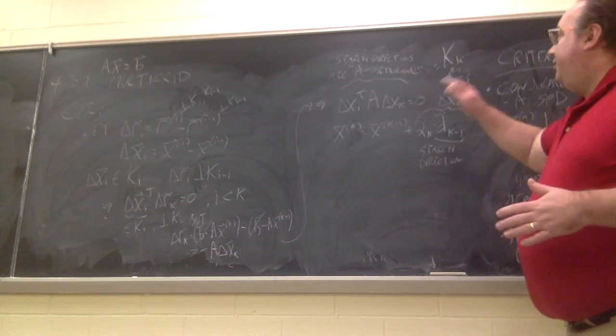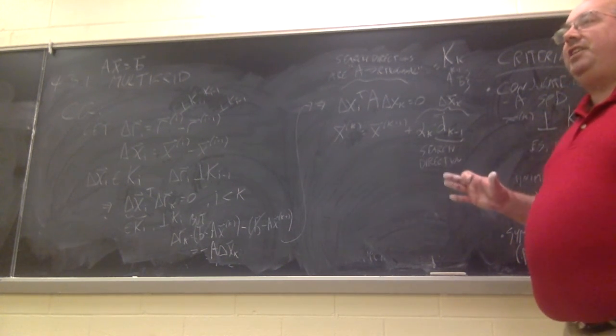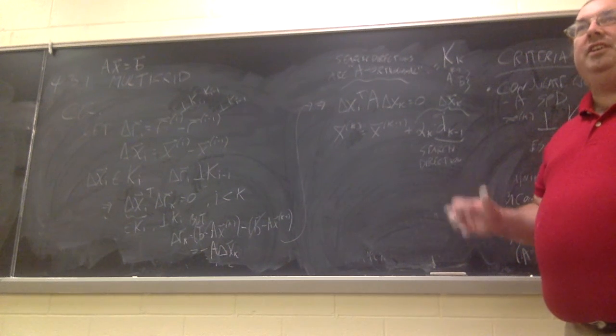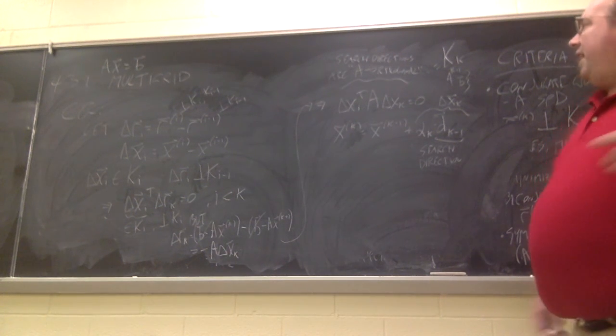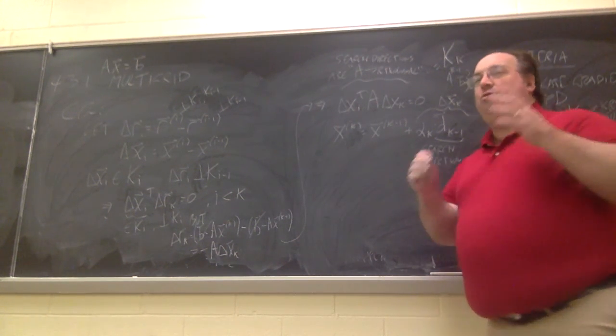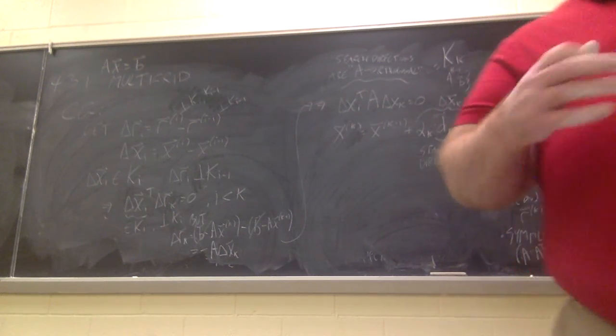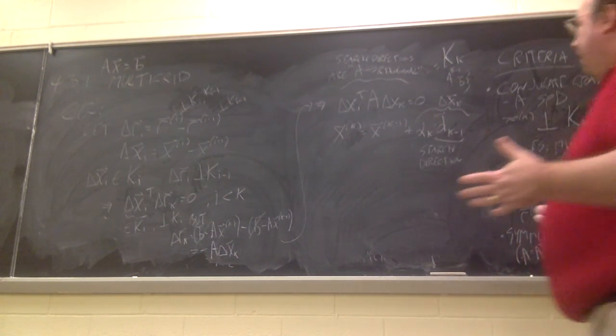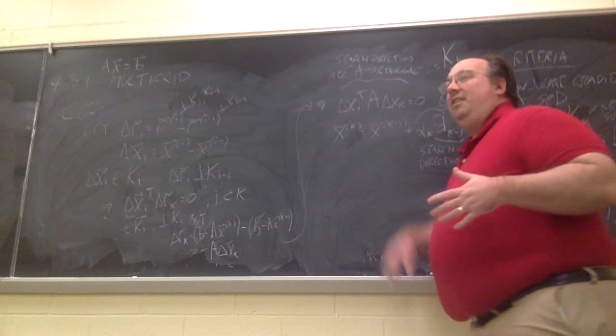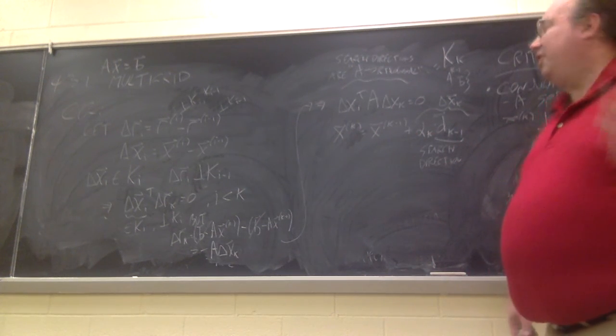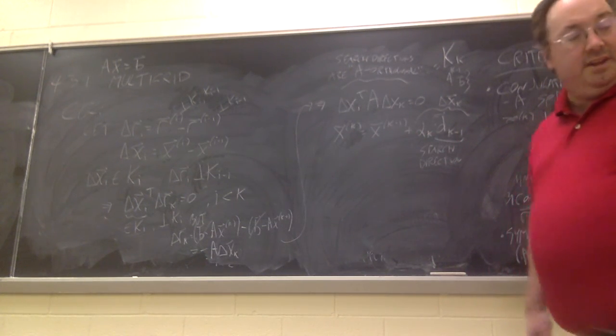So these vectors, they're not perpendicular. They are linearly independent, which is good. Having such directions being truly orthogonal is not easy to accomplish, but we're settling for this. That's what conjugate gradient does. Okay.